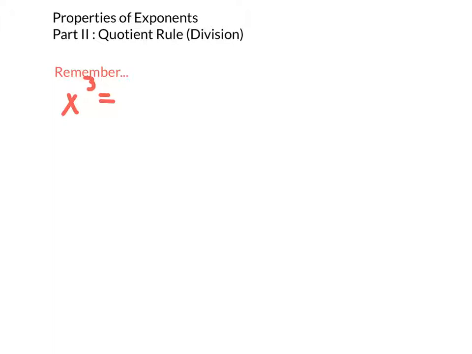Here I've got x to the third power. You just need to remember what that 3 means. That 3 means that we're going to write this x 3 times: 1, 2, and 3 times. So as long as you know that, we can actually figure out a quotient. And so let's go ahead and take a look at what one of those will look like.